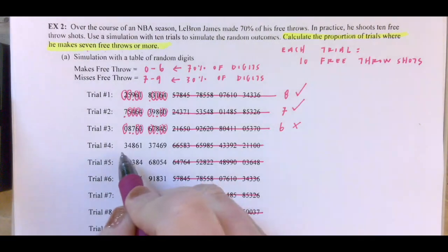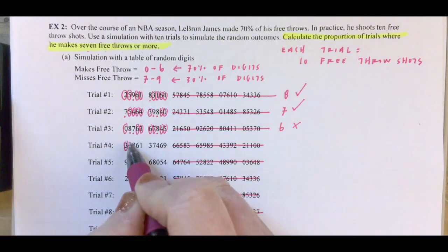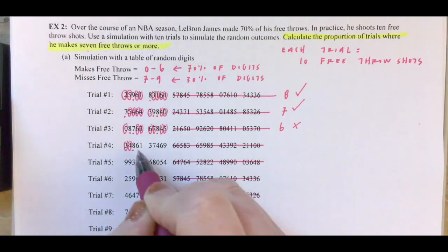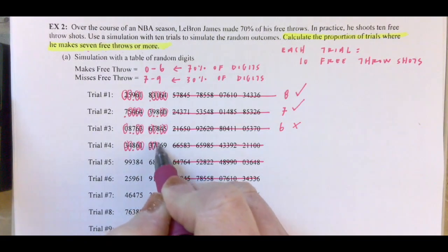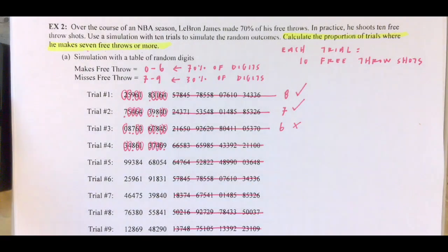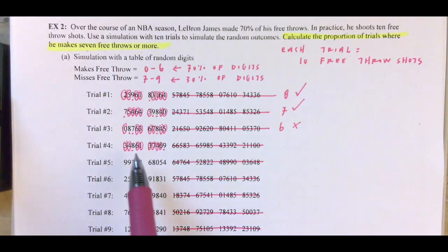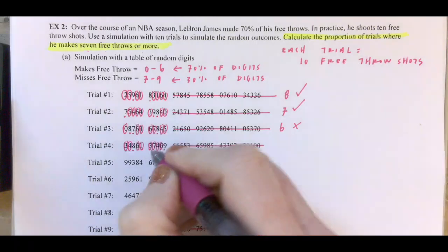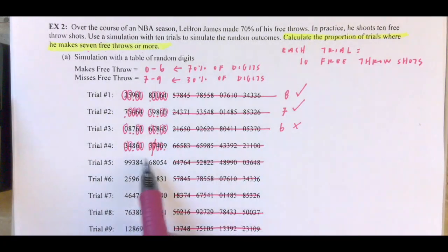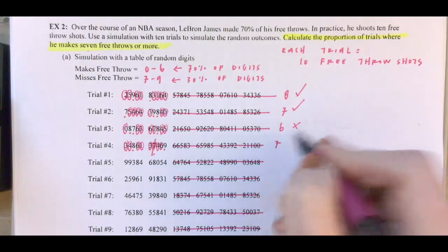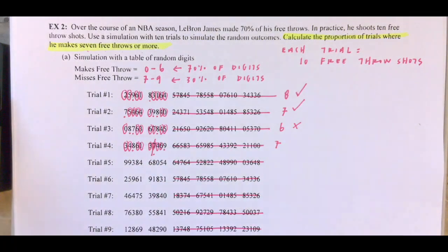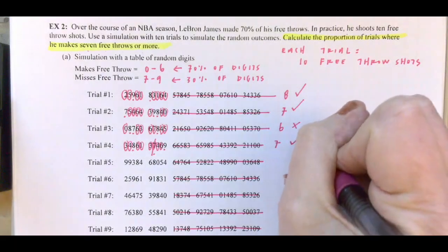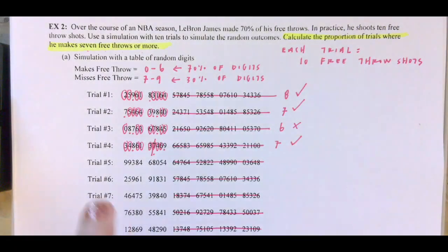Okay, keep going. Trial 4, he made it, missed it with the 8, made all the others until the last one. So here, let's see. I think I circled the 7. That one should be a miss. So that is 7 that he made. So again, that 7 is the one that he missed. So he made 7 out of the 10. So that is, he's making 7 or more. Okay, on to trial 5.